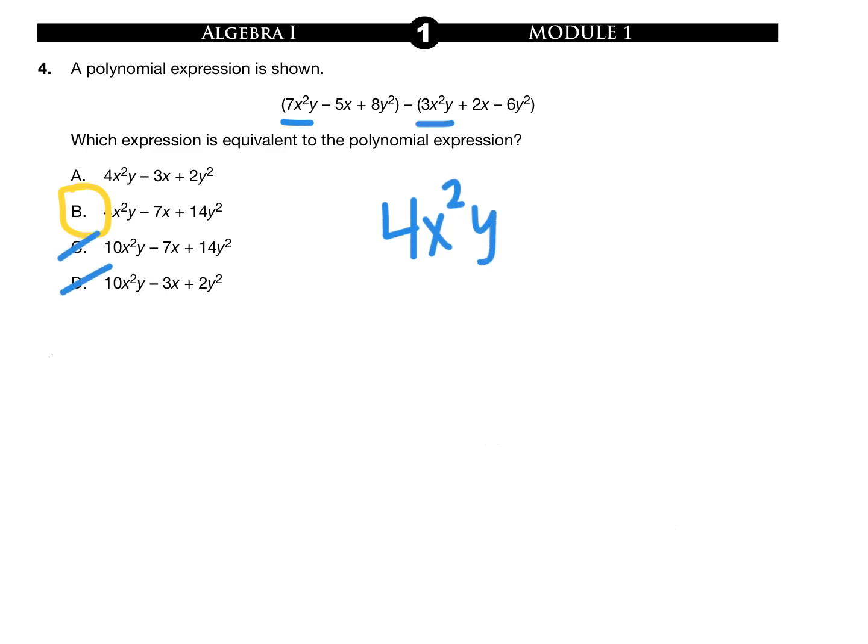And so it comes down to looking at my other numbers. When I look at this next one, this minus 5x, it's a keep, change. So I have a negative 5x minus a 2x. Well, negative 5x minus 2x is going to give me a negative 7x. So right off the bat, I can see that my final answer is going to be B, because A has a different middle term.